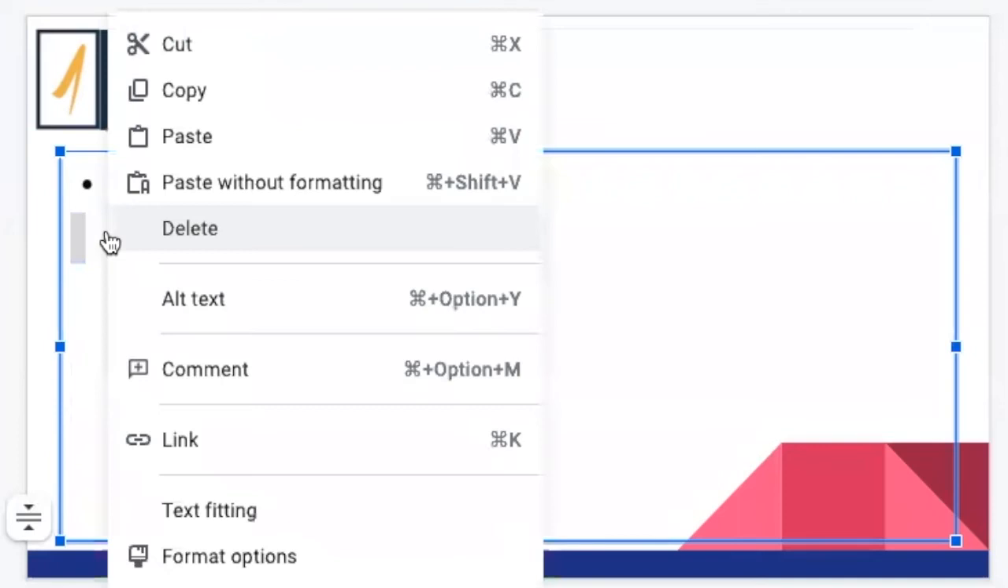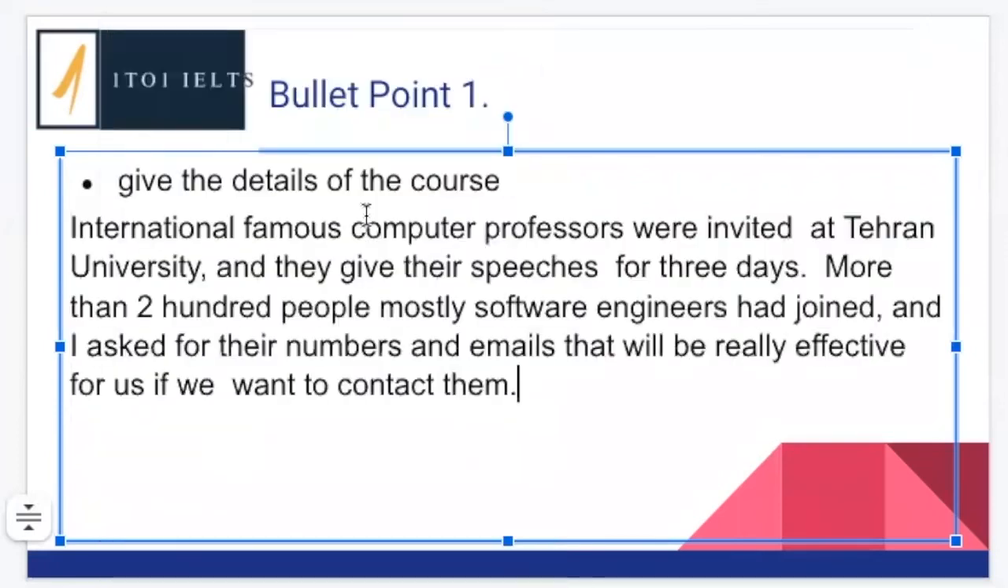Okay, one here for Robin. International famous computer professors were invited at Tehran. Normally we say invited, it's not at, but you're invited. How is a preposition? To, exactly, yeah. So remember these two words.